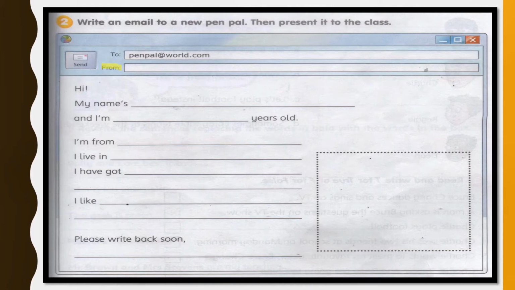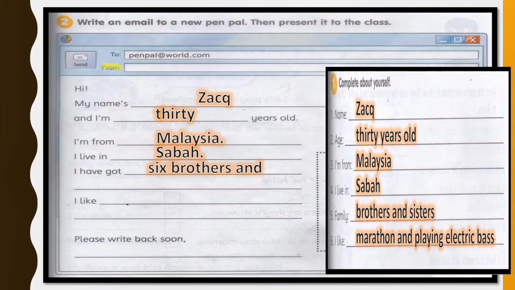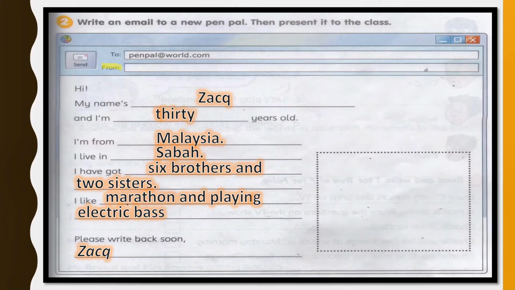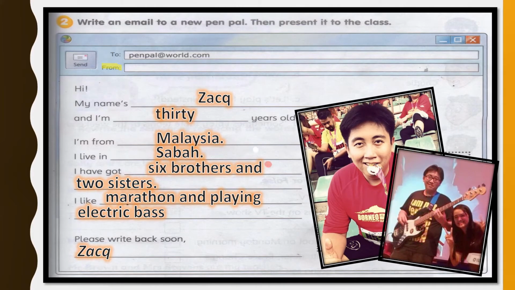Okay, so, based on my example just now, let's write. This is my example, my information. So, hi, my name's Zach, and I'm 30 years old. I'm from Malaysia. I live in Sabah. I have got 6 brothers and 2 sisters. I like marathon and playing electric bass. Please write back soon. And then write your name there. And then this is my name, Zach. Okay. Then here you can add some pictures. This is my picture of doing marathon, and this is my picture of playing electric bass.